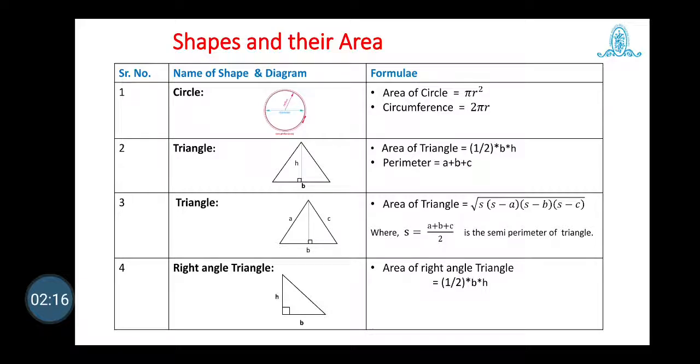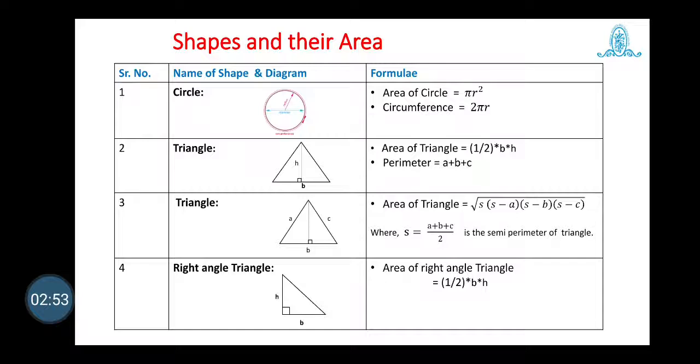So how do we find the area of a circle? If r, the radius of the circle, is given, then the area of the circle is equal to pi r square, because we know the value of pi. As well as circumference is 2 pi r. We can also write circumference as pi into d, where d is the diameter of the circle. How do we calculate the value of d? d is equal to 2 into r, that is twice of r. Diameter is twice the radius.